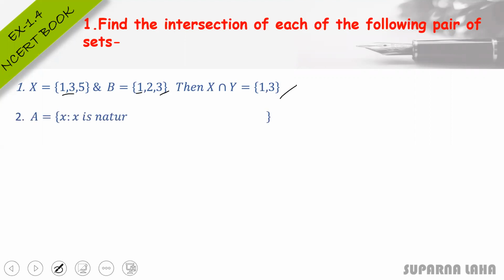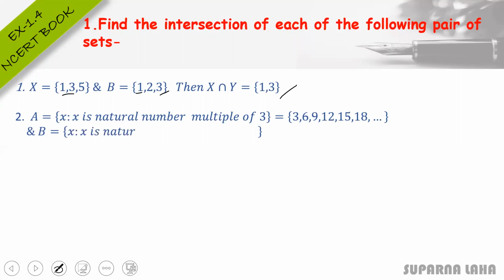Next, A is x such that x is a natural number, a multiple of 3, that is 3, 6, 9, 12, 15, 18 and so on. And B is the set of natural numbers less than 6, that is 1, 2, 3, 4, 5. So which one is the common element? 3 is the common element. So A intersection B is given by 3.